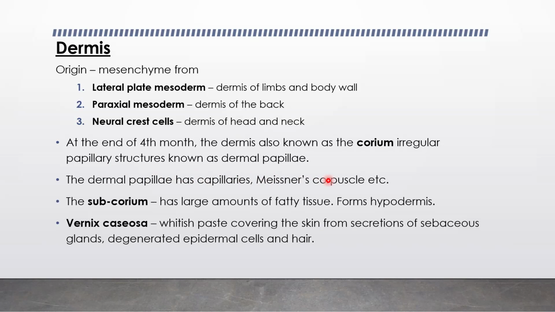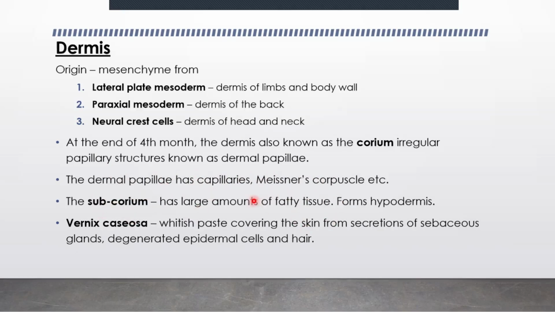Then the region that is just below the dermis, remember the dermis at this point is being called the corium, the region just below it will become the subcorium. What will happen to the subcorium is that it will be deposited with fatty tissue. It will be deposited with fats, forming the adipose tissue. That's the reason it's called subcutaneous tissue. It forms the hypodermis. So at this point, you've already formed the three layers. You formed the epidermis, you formed the dermis, and then you formed the hypodermis.